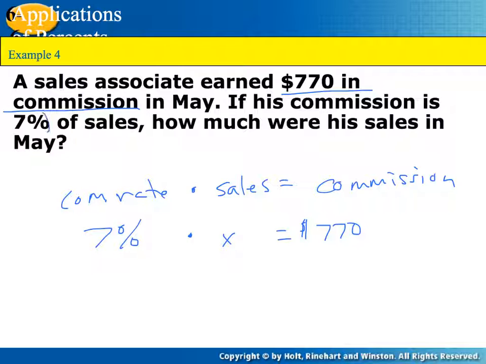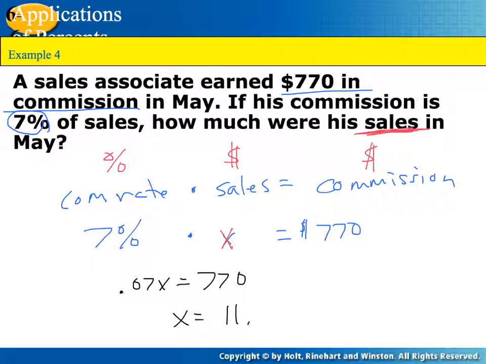Commission is 7%. My rate is a percentage. Remember, commission rate is a percent. Sales is a dollar amount. Commission is a dollar amount. If you weren't sure which one was your X, it asks us right here, how much were his sales? We don't know what our sales is, so we put an X in there. So we have 7% times X equals $770. Okay, we can change 7% into a decimal to get 0.07. How do you solve for X? Well, take 770 and divide by 0.07. And X is equal to 11,000.